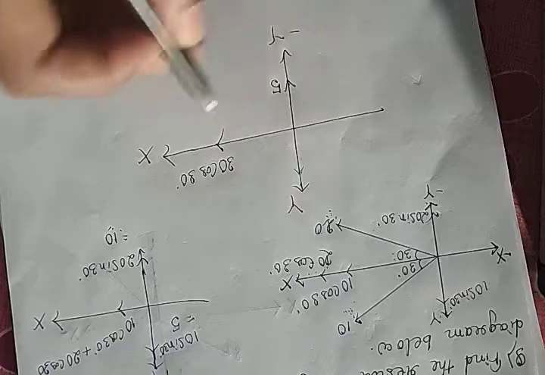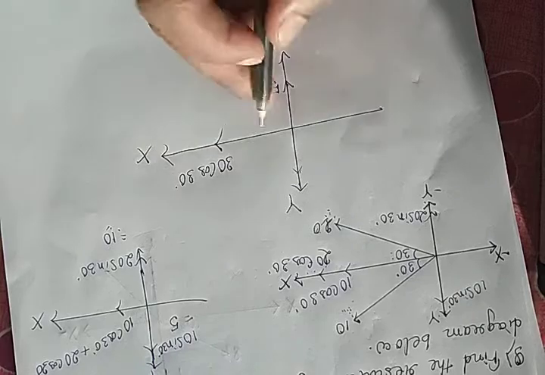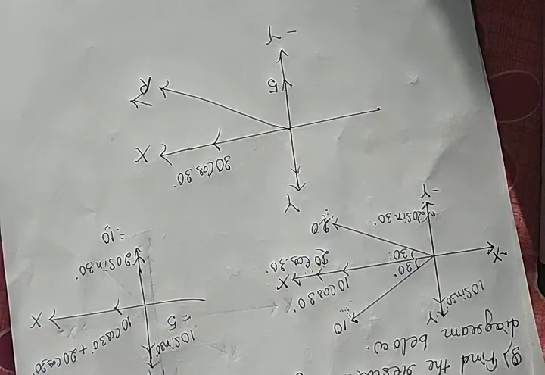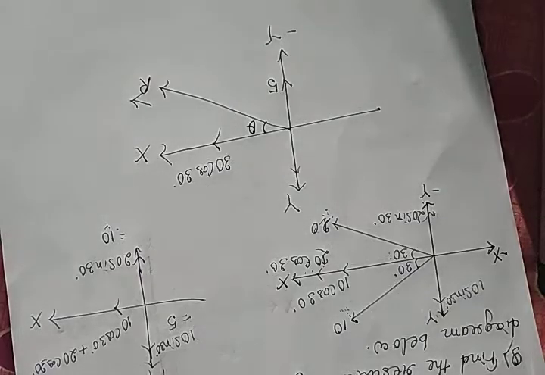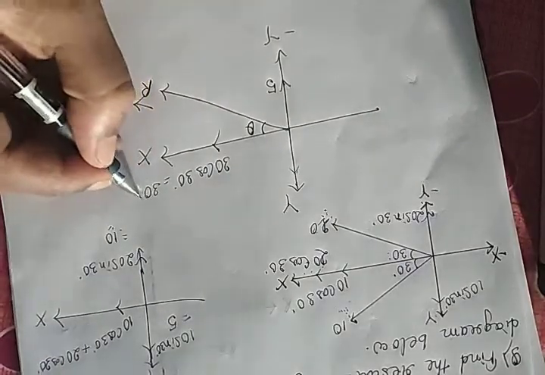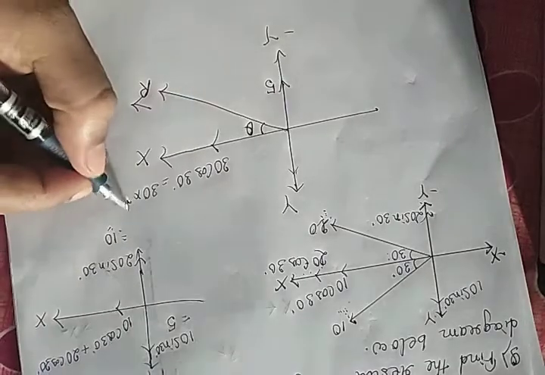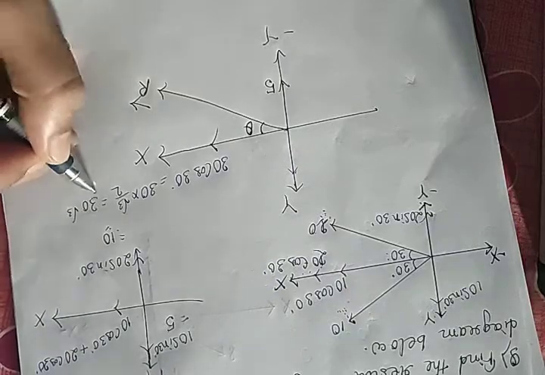Now the fourth point is that after adding in component form, you can see that the resultant vector is between the x-axis and y-axis. Suppose it is making an angle theta with the x-axis. Now what is the value of 30 cos 30? The value of cos 30 is root 3 by 2. So that means 30 root 3 by 2.